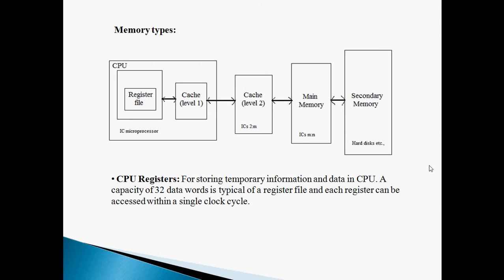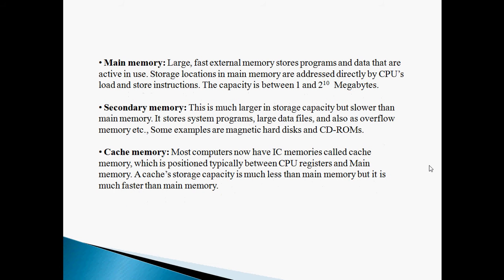CPU registers are used for temporary storage of information and data in the CPU. A capacity of 32 data words is typical of a register file, and each register can be accessed within a single clock cycle.